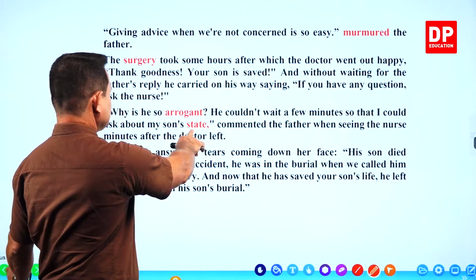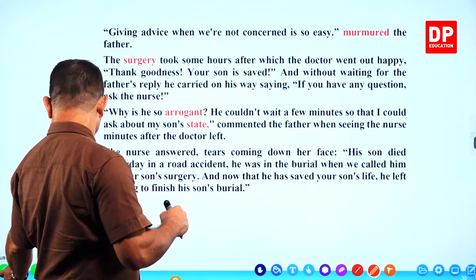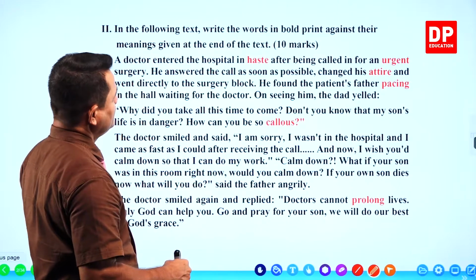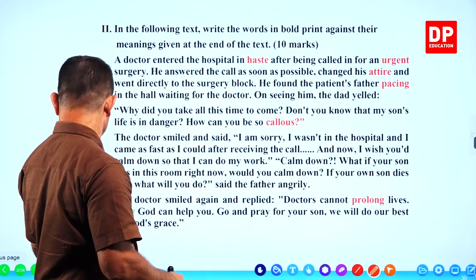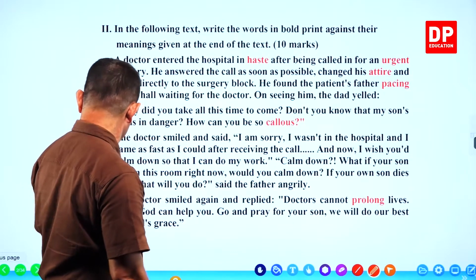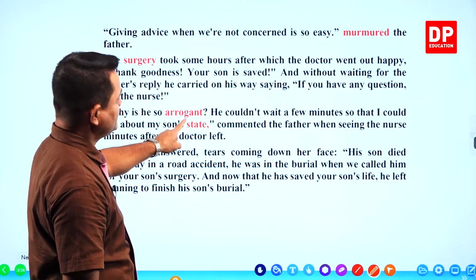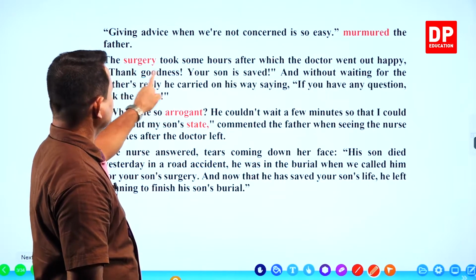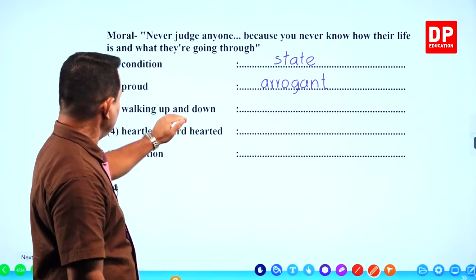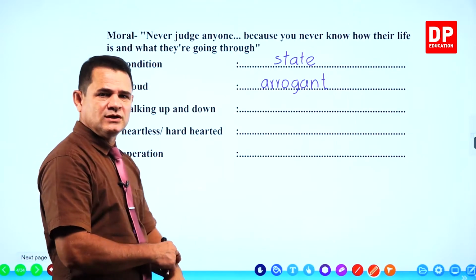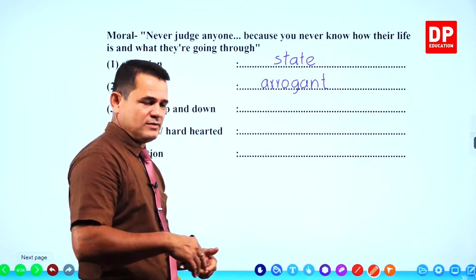Here, son's state means son ගේ තත්ත්වය කියන්නේ condition. And he was so arrogant here in this place, and surgery took place. So actually the word is walking up and down. He was actually pacing. Pacing means going here and there slowly.